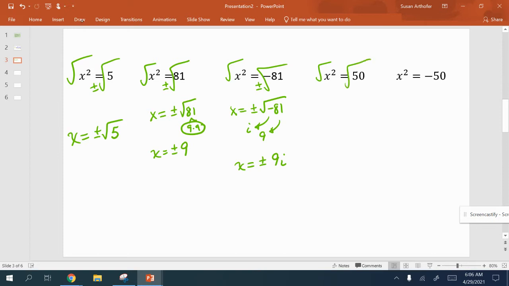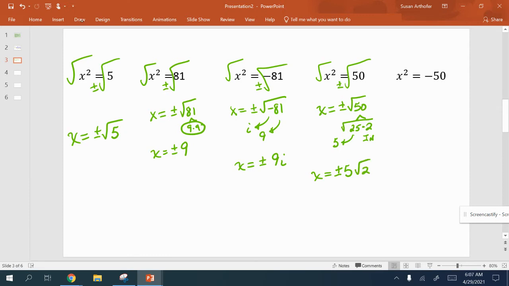Next one, square root both sides, add plus or minus. Out comes x. I have to break down 50. How many quarters are in my hand? For 50, 2 quarters, 25 times 2. Out is 5, in is 2. So x is equal to plus or minus 5. Don't forget the plus or minus, rad 2.